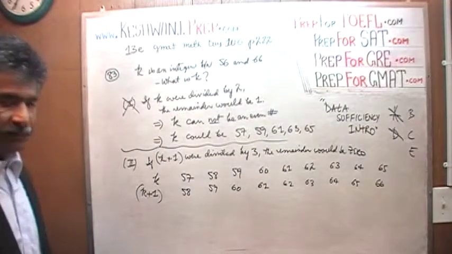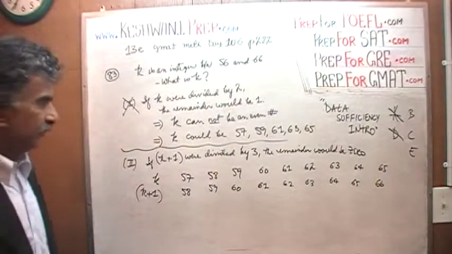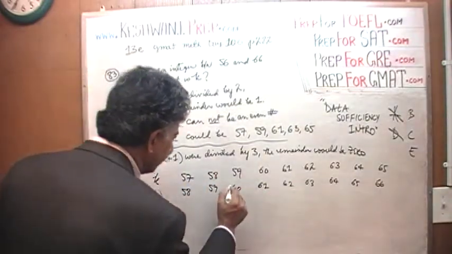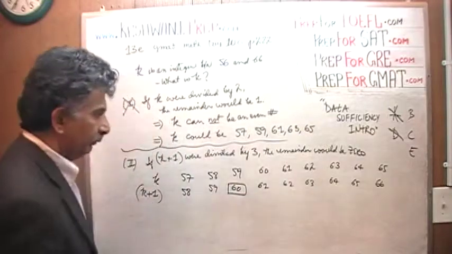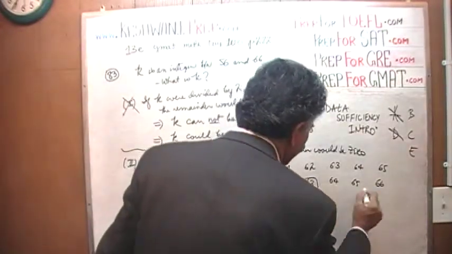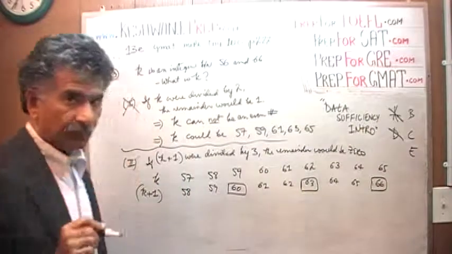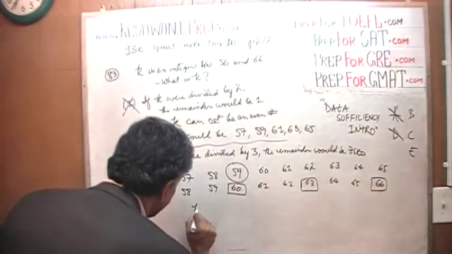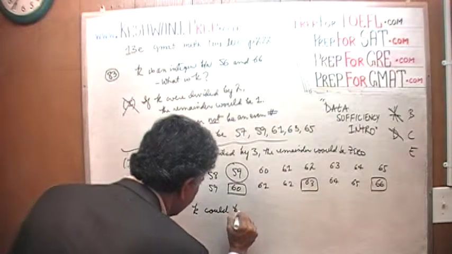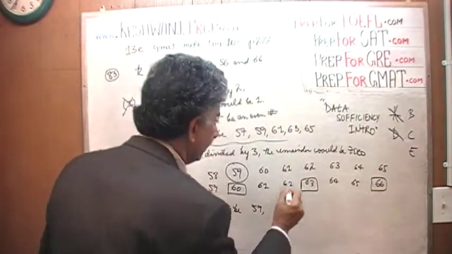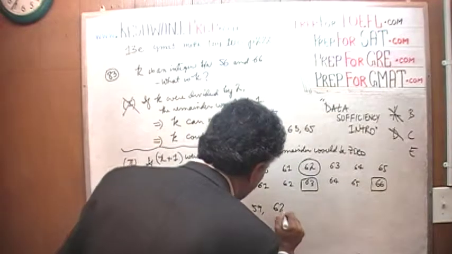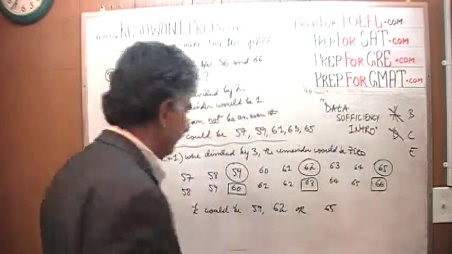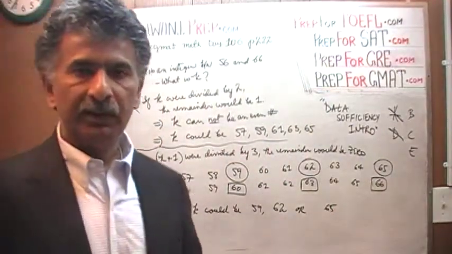How many of these numbers are such that when you divide it by 3, the remainder is 0? Well, that will be true for 60, for 63, and for 66. Therefore, that tells us that k could be 59, it could be 62, or it could also be 65. We have the same problem. We cannot pinpoint what k is.